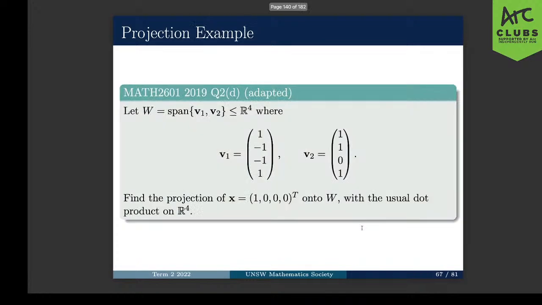Let's do this example here. This is from 261 again. I've changed the question slightly. Let W be the span of v1 and v2, and that's going to be a subspace of R4. And v1 and v2 are defined by these two vectors here. The problem is to find the projection of x, which is just (1, 0, ...), onto W with the usual dot product on R4.